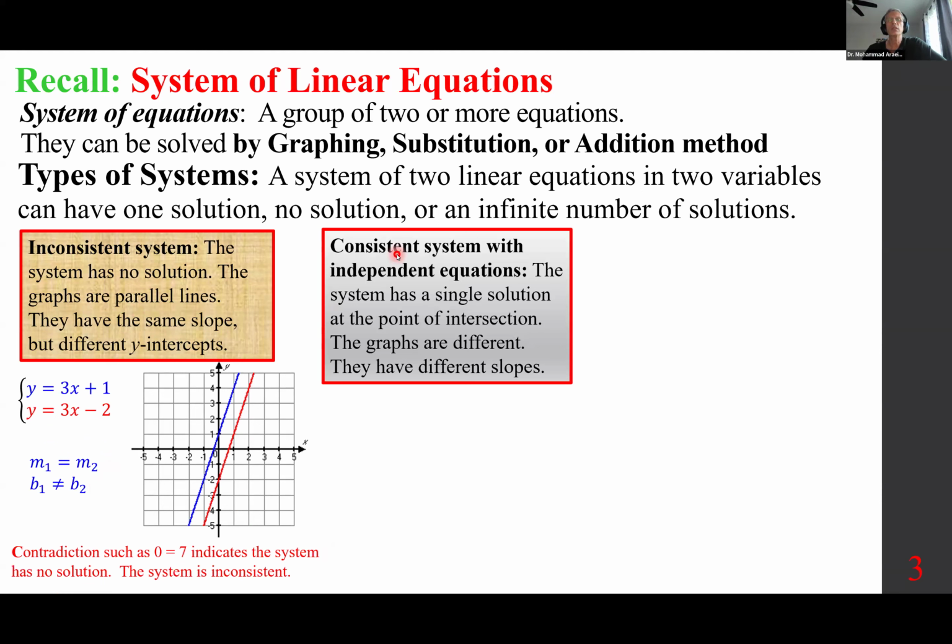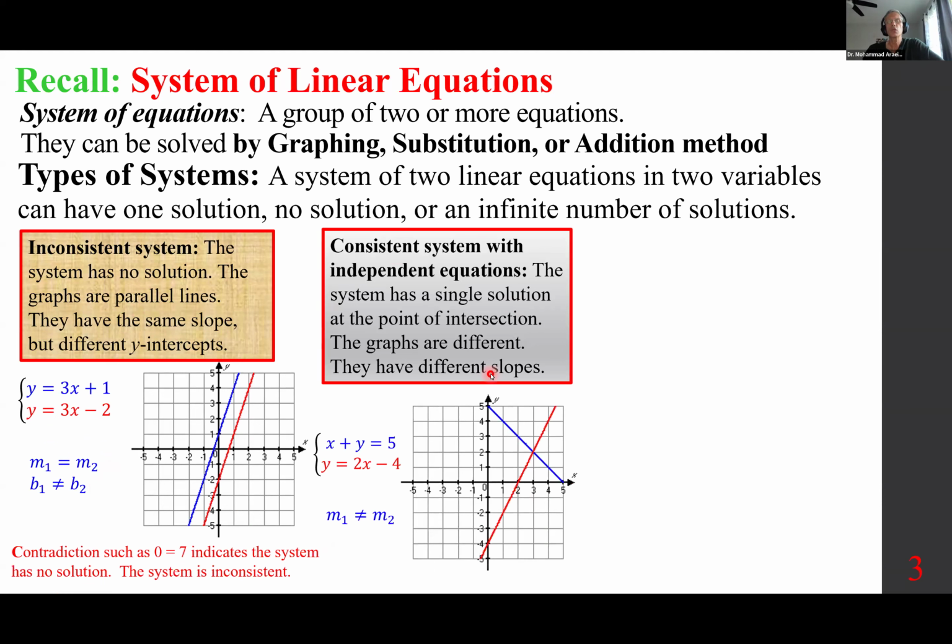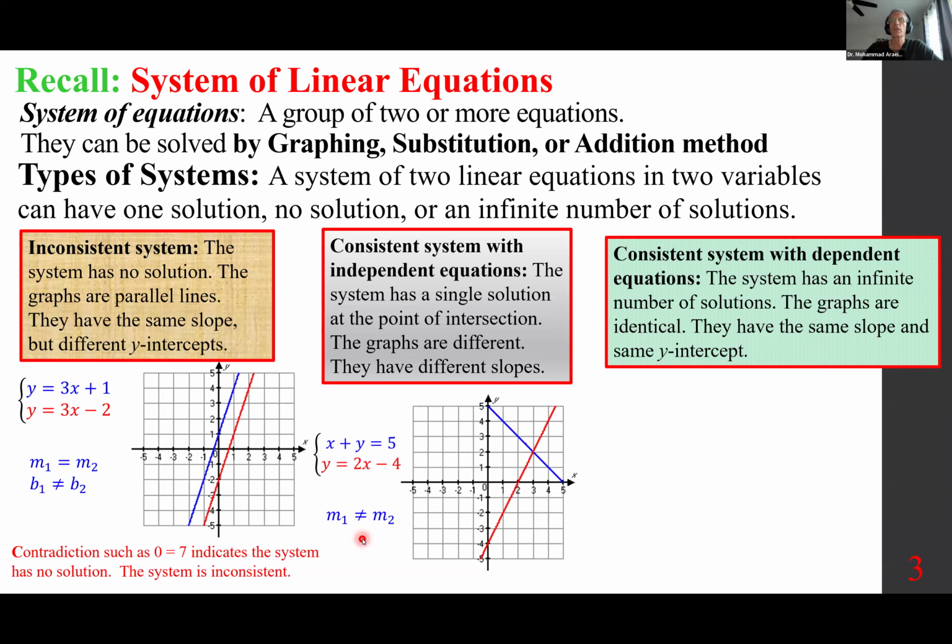Consistent system with independent equations. The system has a single solution. At the point of intersection, the graphs are different. They have different slopes. So in short, if 2 lines have different slopes, they have a point of intersection, and M1 is not equal to M2, results in a consistent system.